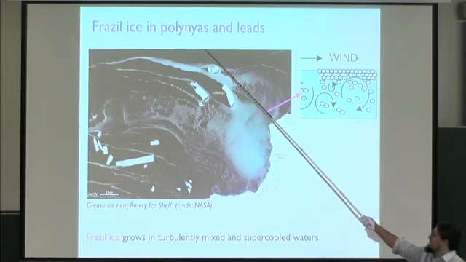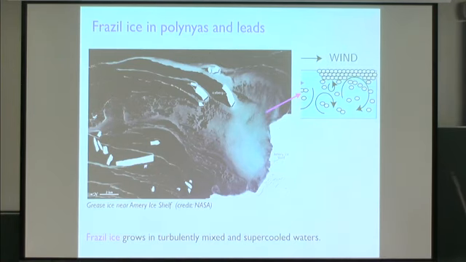Some places you can do this are in polynyas, so openings in the sea ice cover, or leads. As I'm sure you heard yesterday from Pat, you can also get this frazil ice formation playing a particular role, where you get cooled and fresh ice shelf water propagating from underneath ice shelves.